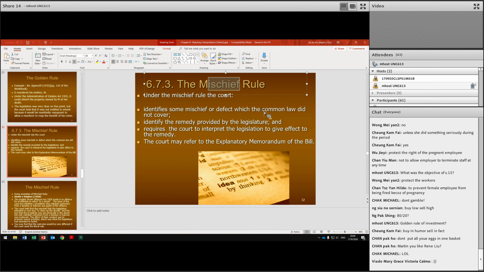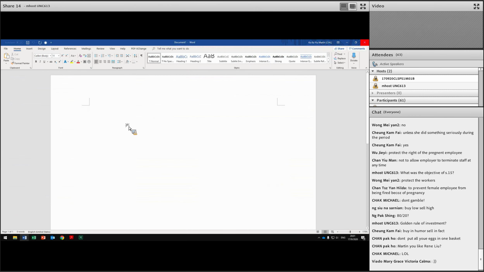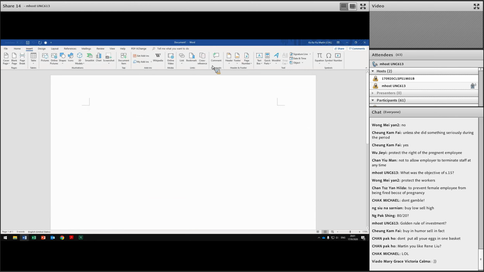Okay. So why do we use the term mischief? Because you have to realize that at the very beginning we only had common law. Of course, the common law tries to cover all situations. But you have to know that common law was developing in the 12th century. At that time, the society was totally different. When the society has changed so much, what will happen? So many things could not be covered by the common law. You cannot expect the common law to cover so many things.